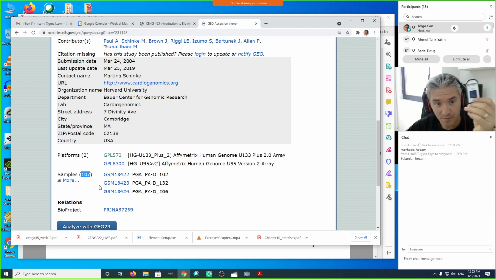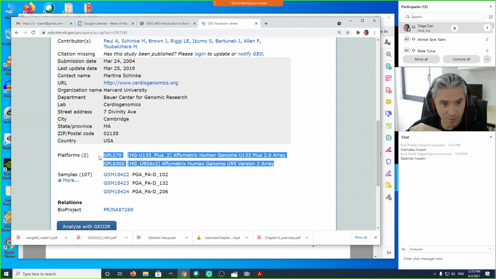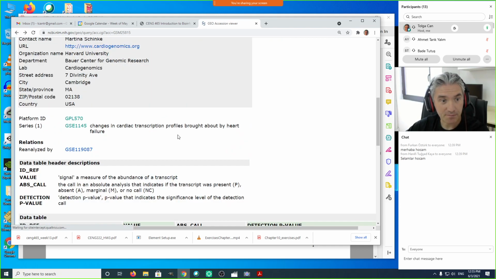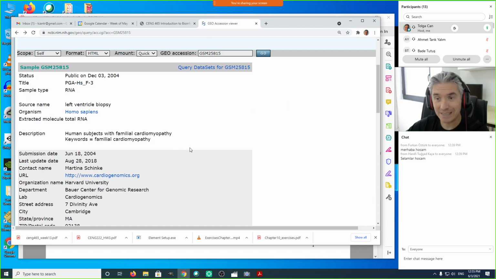So 107, and they used two different versions of chips. Probably they had in their hand two different chips, or maybe they used a different technology to reduce technical variation with respect to a specific chip. Here, we have 107 similar chips that were used in this experiment. So it was a really expensive experiment, but the good thing is that all this data is publicly available for researchers to use and reanalyze to find new things.